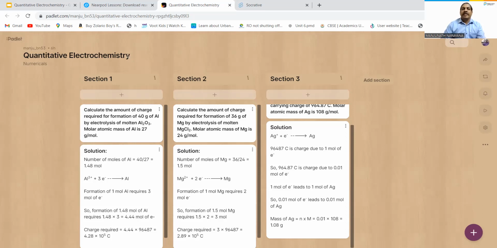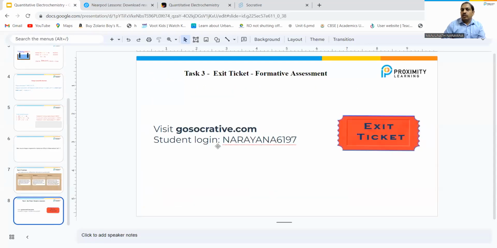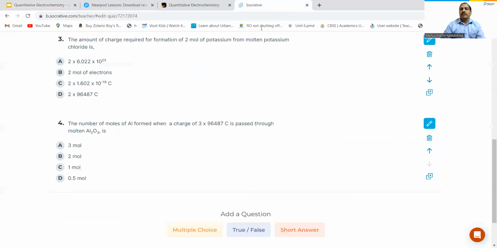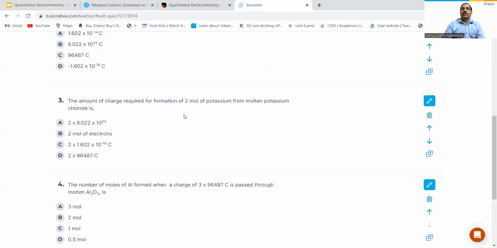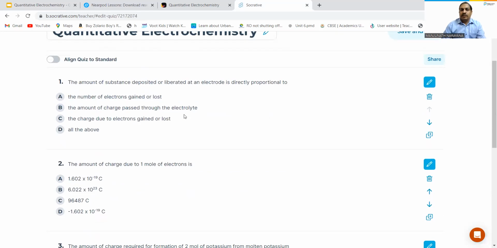So now it's time for the exit slip. Go to socrative.com and log into the room. I provided 4 simple multiple choice questions. So I'm sure you'll all be able to answer it well.